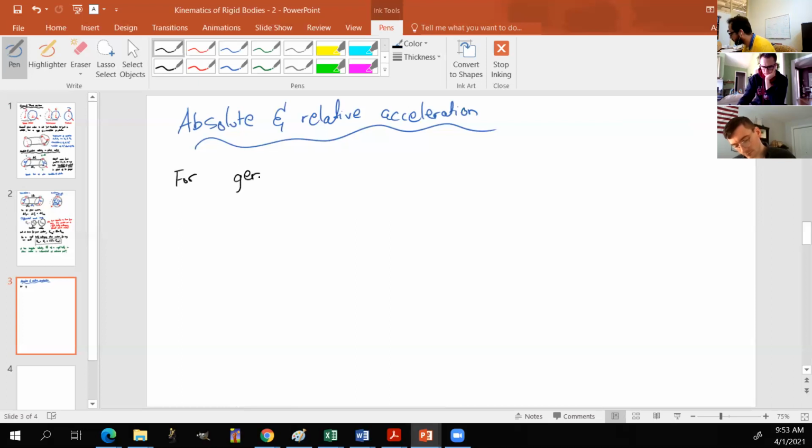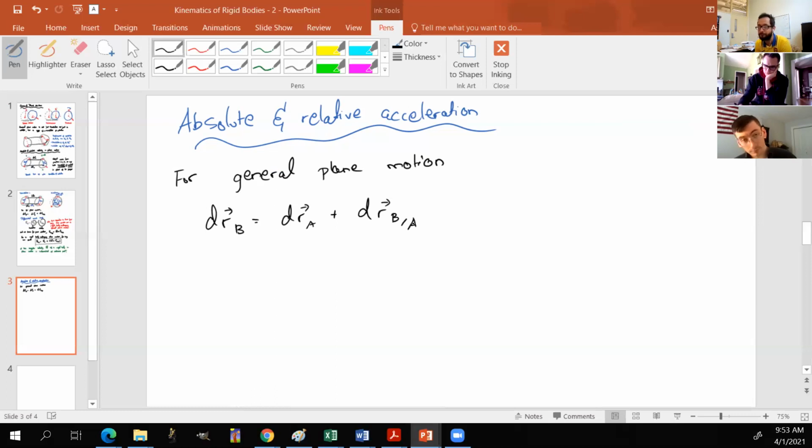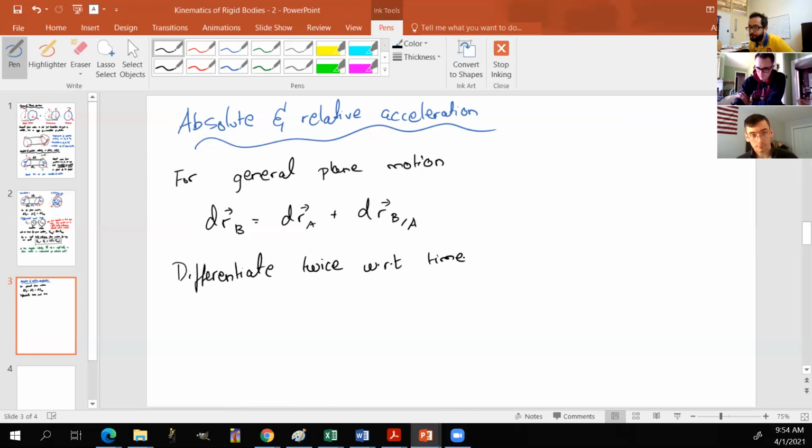So for general plane motion, we had said that for any 2 points, instantaneous over a really, really short period of time, the expression to describe the change in position was drB is equal to drA plus dr of B relative to A. And easy peasy, all you got to do is differentiate twice with respect to time. The expression that you end up with is simply the acceleration of point B is equal to the acceleration of point A plus the acceleration of point B relative to A.